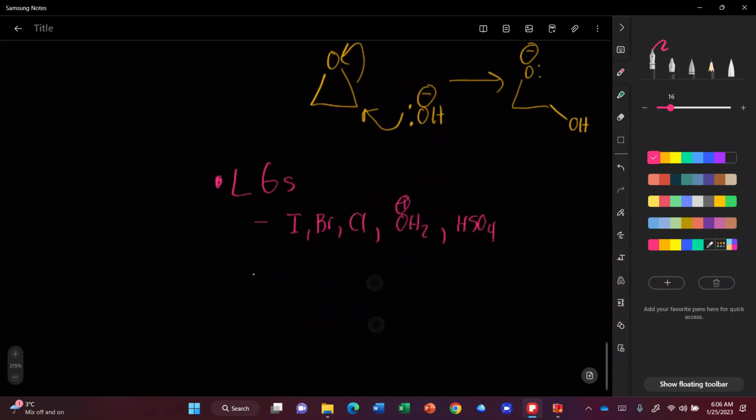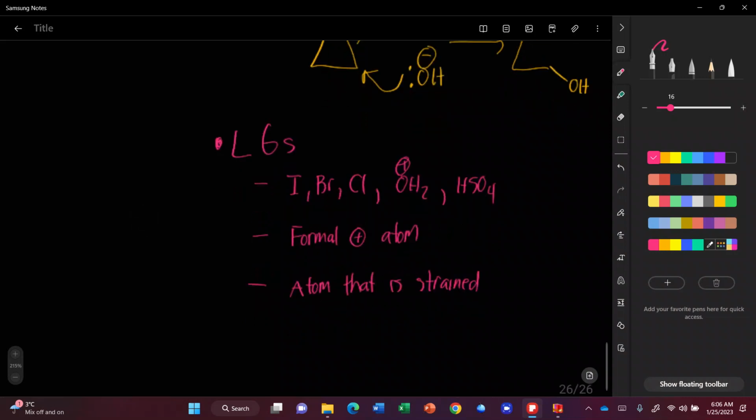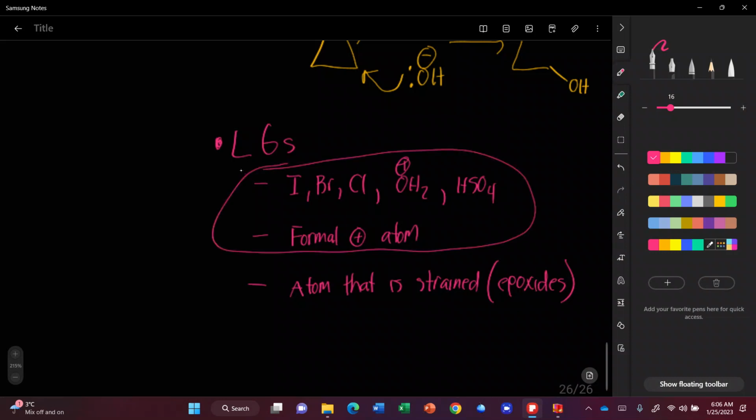So they can be anything that is a formal positive atom, or they can be an atom that is strained in a ring. Those are all examples of good leaving groups. And again, I almost didn't even want to write this last one because it's rare. You're only really ever going to see it when you're talking about epoxides. So it's really just these two that I want you guys to focus on.